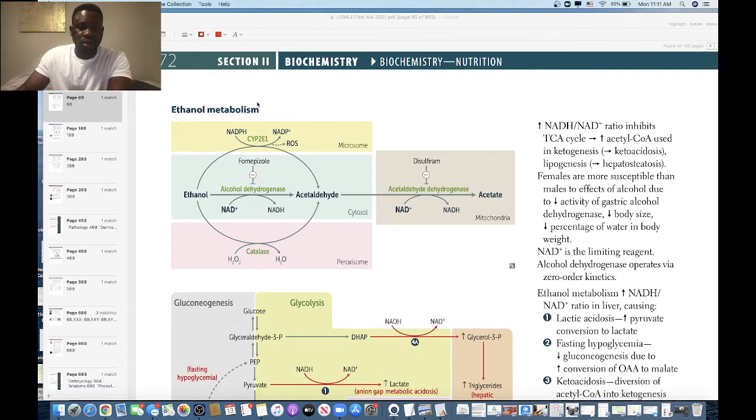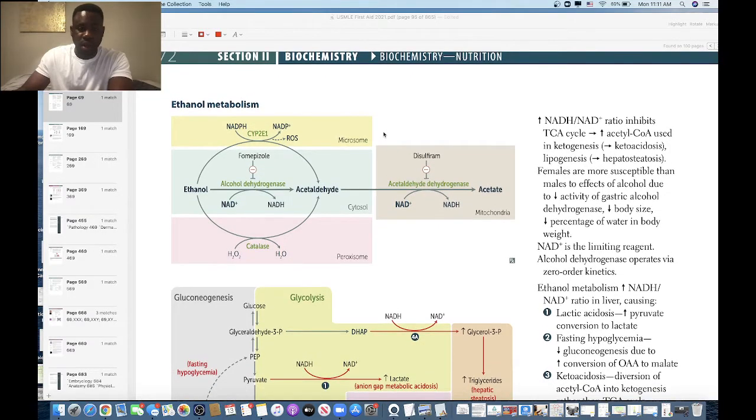So this session talks about ethanol metabolism. So that's what the page is about. We'll continue from here until wherever we reach according to the pages of First Aid. So in alcohol metabolism, this ethanol is the same as alcohol, the alcohol that we drink.